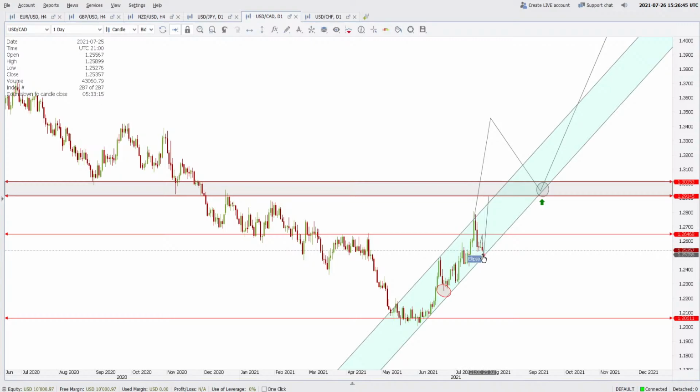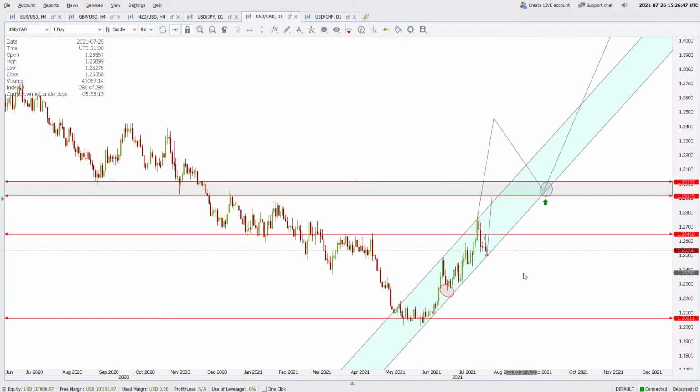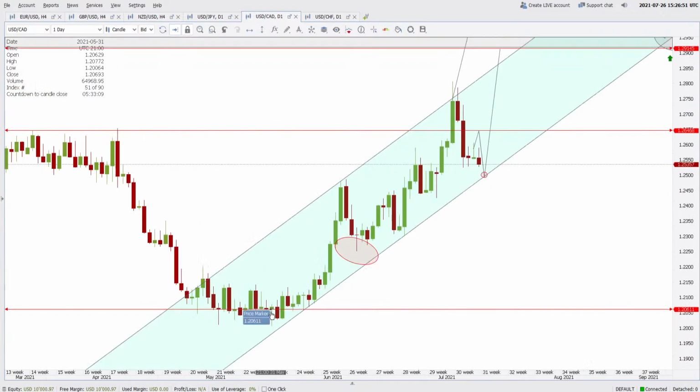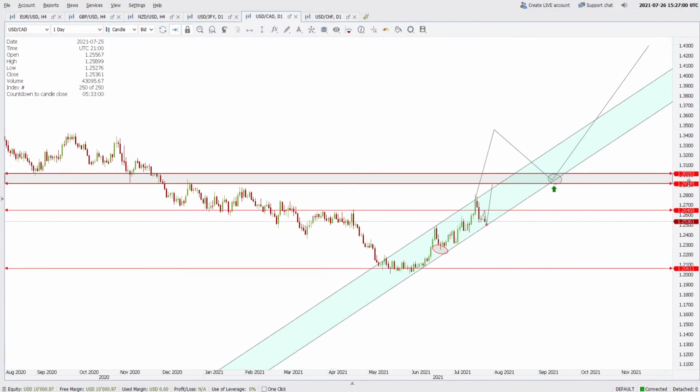I'm expecting it to make a higher low around 1.2505 levels. If it makes a higher low here, it will give you something like a bullish pin bar, or maybe a bullish engulfing candle, and then you can go long here. Why go long? Because the structure of the market is buy, because the price is making higher highs and higher lows. When the price is making higher highs and higher lows, you want to buy that market at the lows. So this is the low that is going to form.